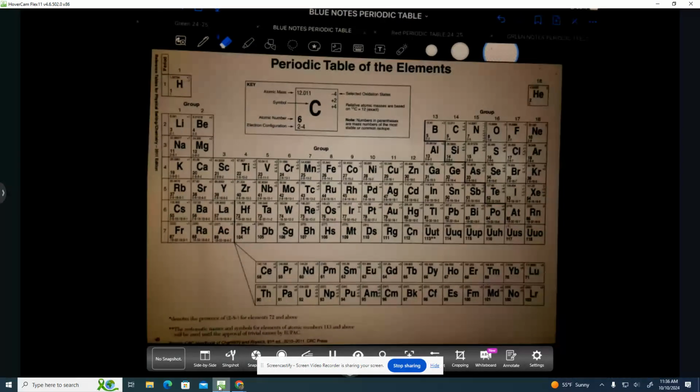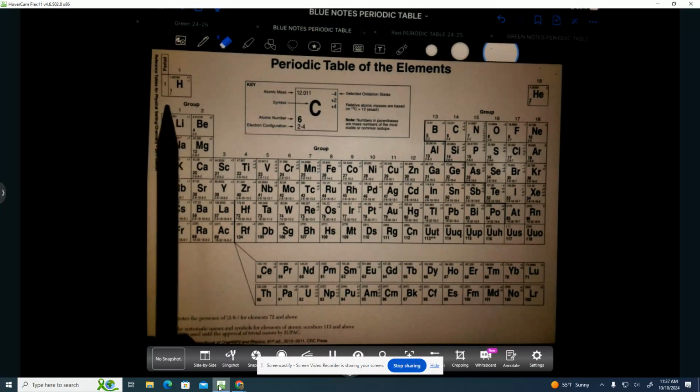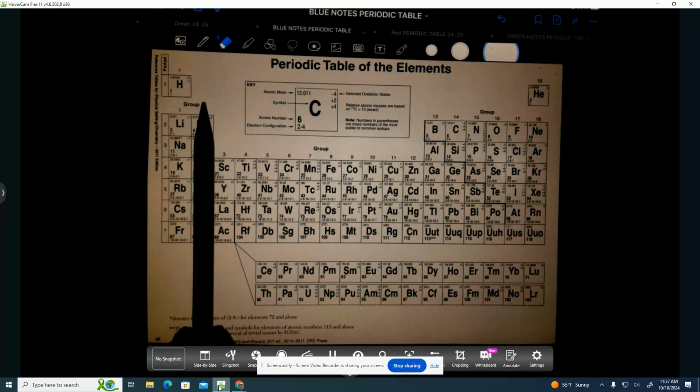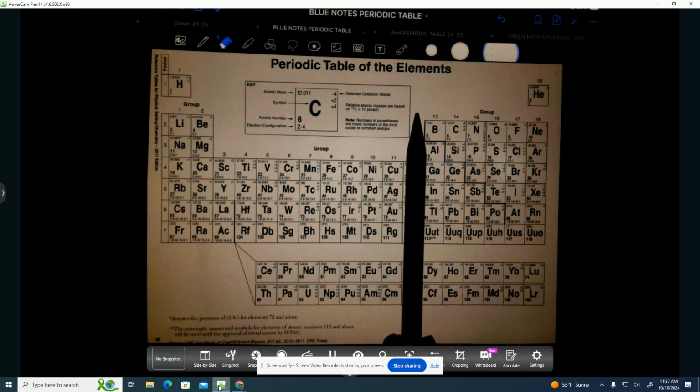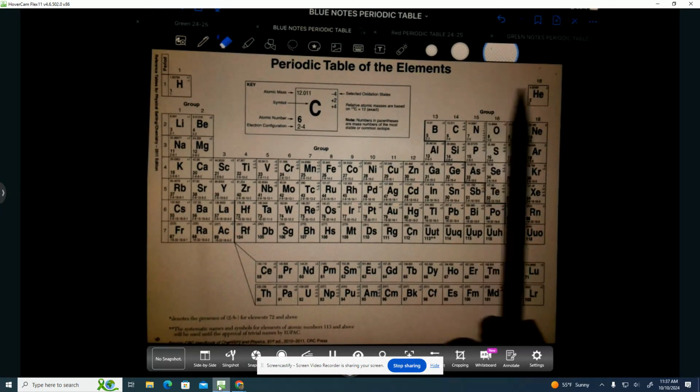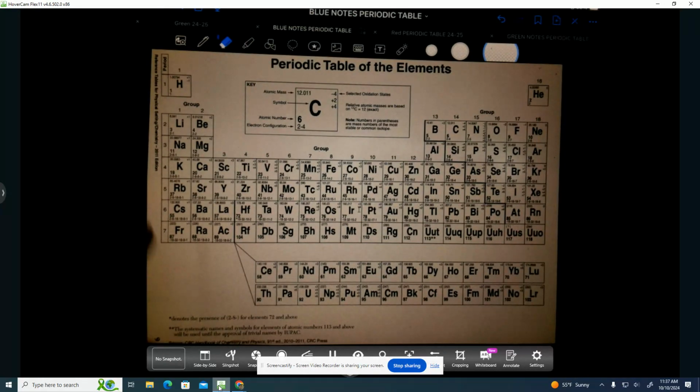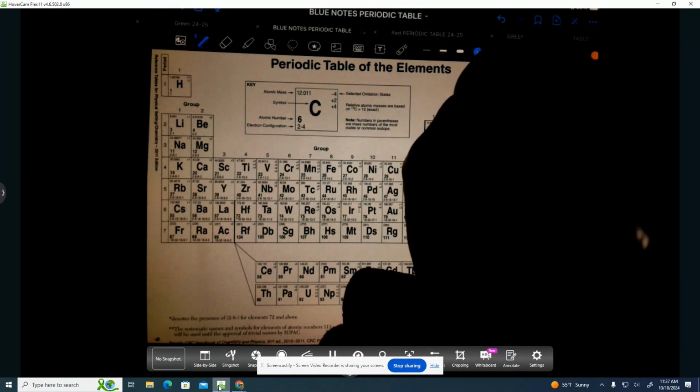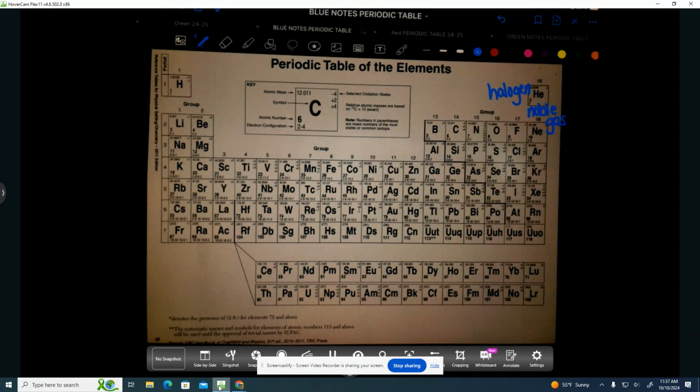Where's your most active metal? Ooh, I stumped you. Okay. Let's back up just a little bit. What are these called? This group 1. Alkali metals. What about group 2? Alkali earth. What about 3 through 12? Starts with a T. Transition metals. Forget about 13, 14, 15, 16. 17 are called the... Starts with an H. Halogens. And then group 18 are called the noble gases. Okay.